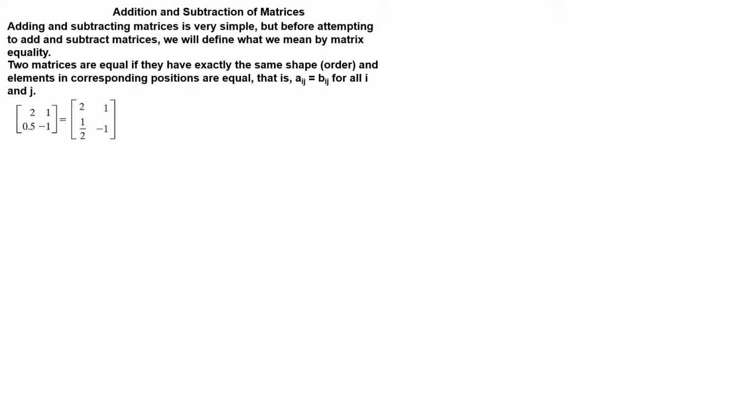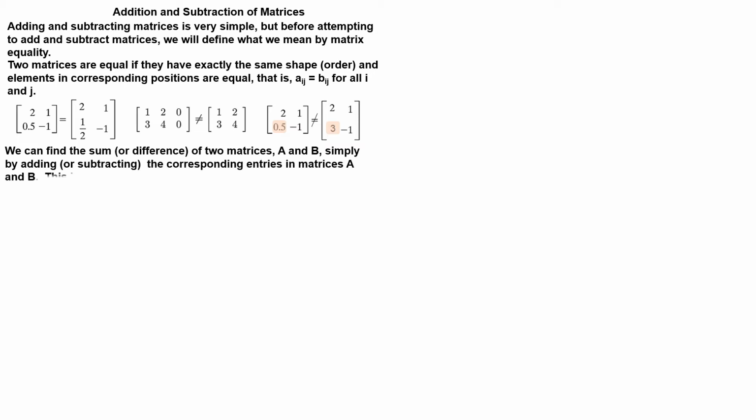These matrices are equal because they have the same size or order, and each element of the matrix on the left is equal to the corresponding element of the matrix on the right. These matrices are not equal because they don't have the same order. The matrix on the left has 3 columns, and the matrix on the right has 2 columns. These matrices are not equal because the entries in row 2, column 1 are not equal.